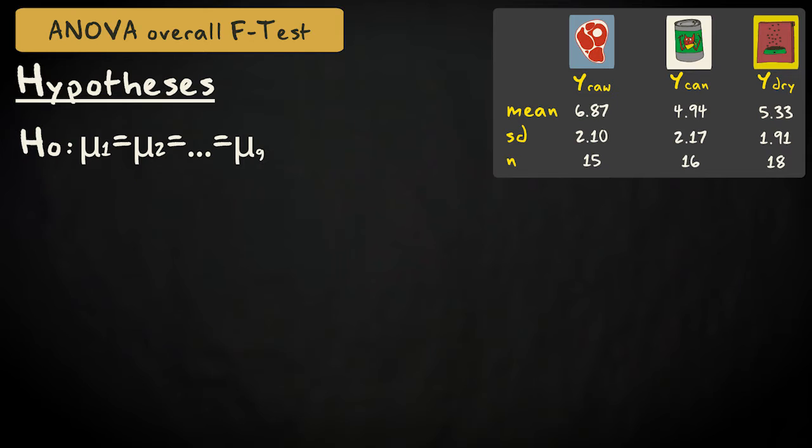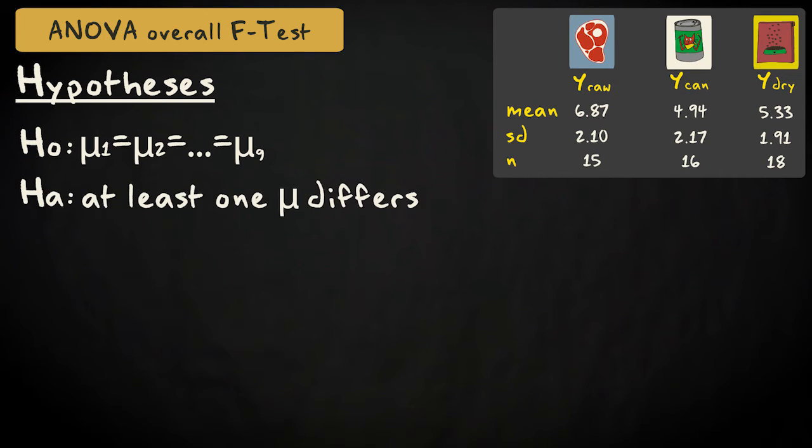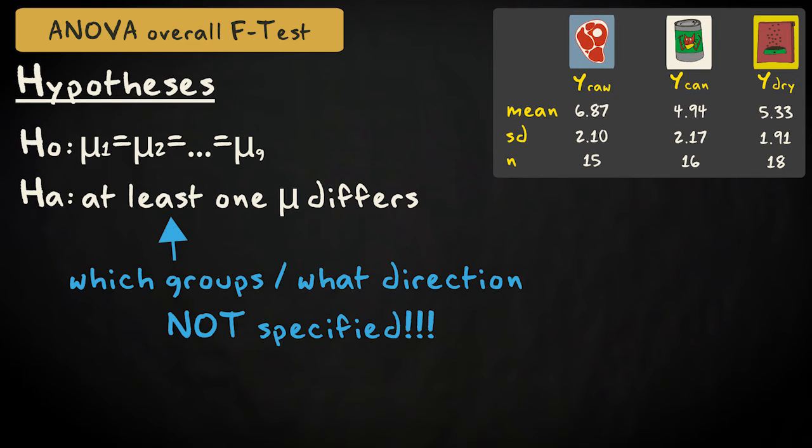The null hypothesis states that all population means are equal. The alternative hypothesis states that at least one population mean differs from the rest. This is a non-directional hypothesis, just like with the overall test in multiple regression. It specifies that there is a difference somewhere. It doesn't specify for which groups we expect a difference or in what direction.